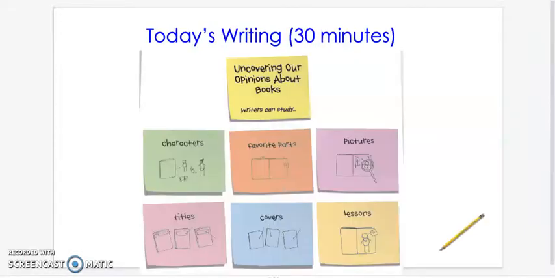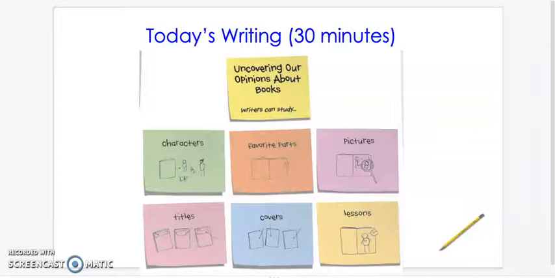So as part of our writing unit, which is going to be about writing about reading, we're going to be uncovering our opinions about books. A way for us to do that is that writers can study characters, which is what we're going to be doing today. They can study favorite parts, so they can make an opinion about their favorite part of the book. They can study the pictures and what's going on in those pictures. They can study the titles. Maybe the titles can help you predict what's going to happen in the story or what the story is going to be about.